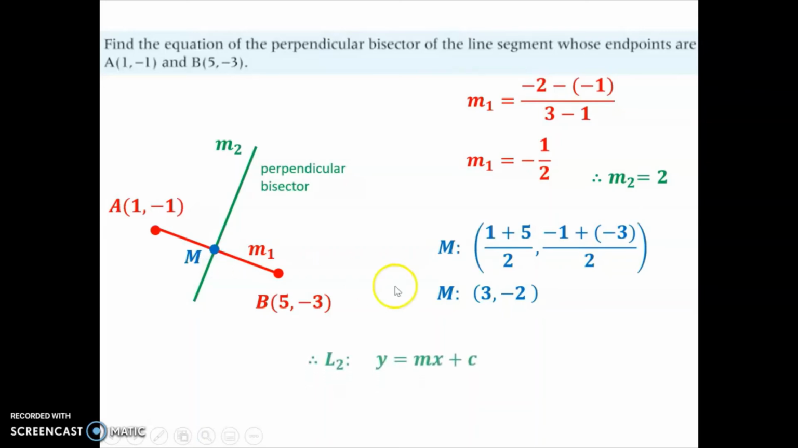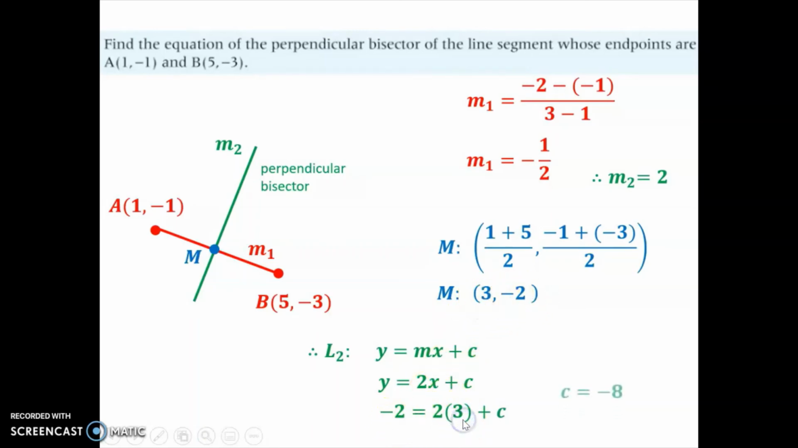Try it. Okay, so line 2 must have this equation, linear equation. We know the slope is 2. Looking for C. Again, substituting a point we know into the equation, (3, -2) goes in, y value, x value, solve for C, -8. Therefore, the equation of the perpendicular bisector.